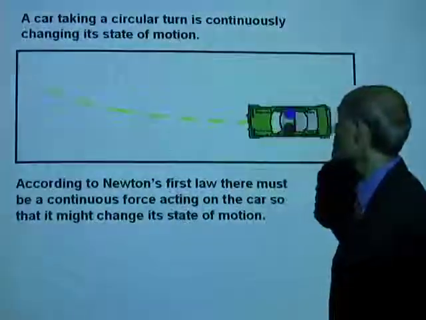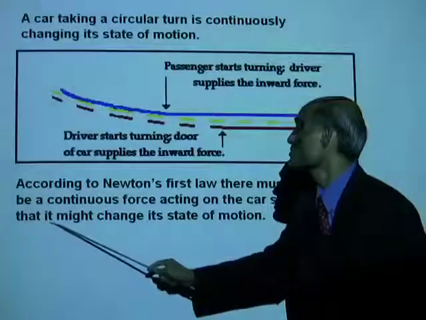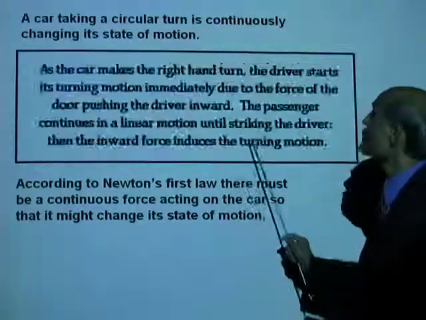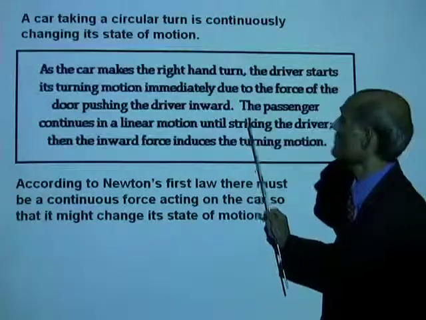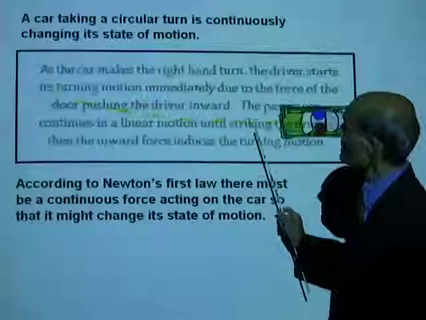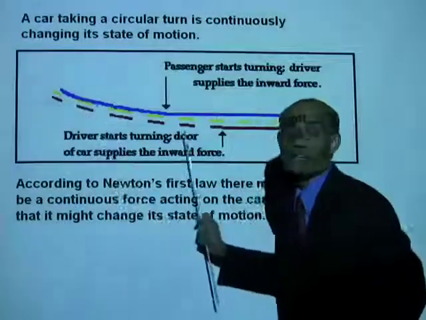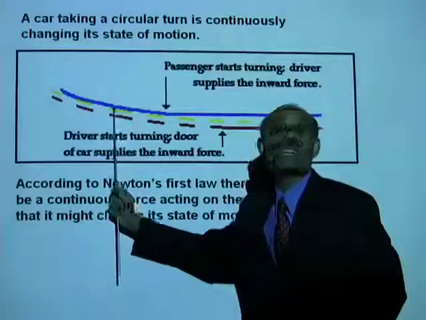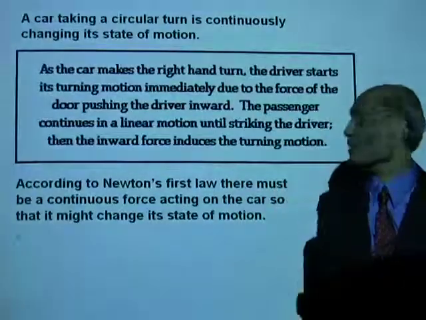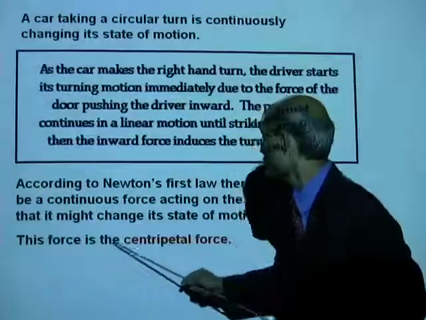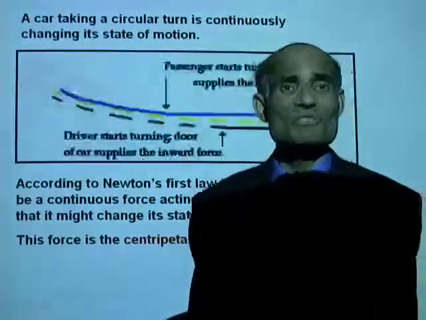Now, according to Newton's first law, there must be a continuous force acting on the car so that it might change its state of motion. Now, let's look at the passenger and the driver one more time. Now the red one is the driver, the blue one is the passenger. Now, look at that. The red driver is actually getting in the way of the blue passenger. That is what actually happens, not the passenger falling on the driver. So this force is the centripetal force. The centripetal force is acting towards the center.